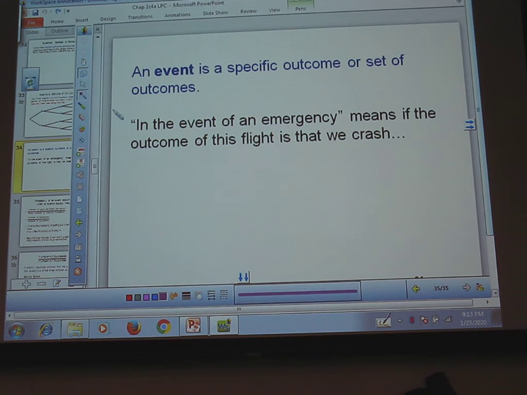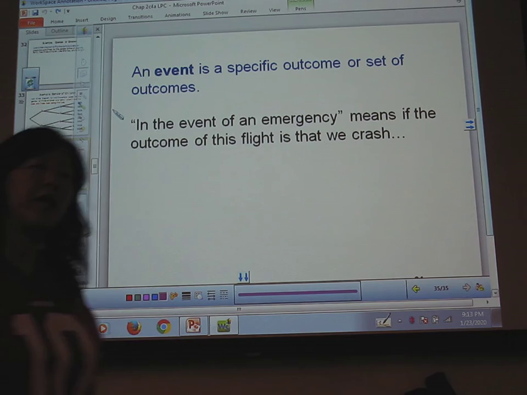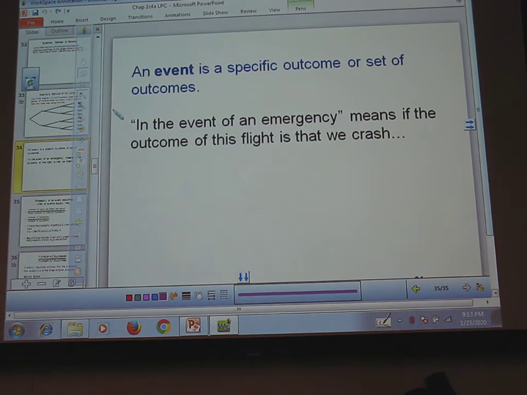Next, we're talking about events. So this is the next definition, I think, on your page. An event is a specific outcome or set of outcomes. Who's ever flown on a plane? They say, in the event of an emergency, this thing will drop out. That means that if the outcome of this flight is that we run into trouble and we lose pressure or something happens, then this little thing's going to drop down.